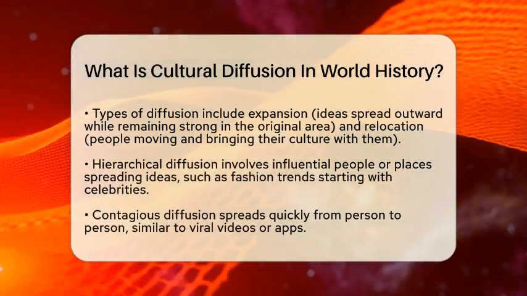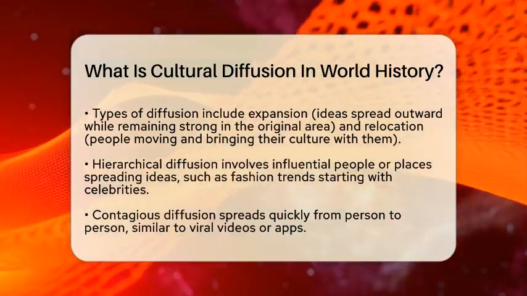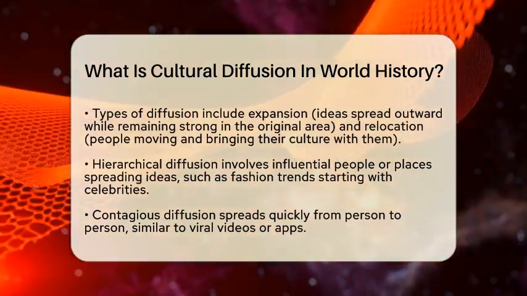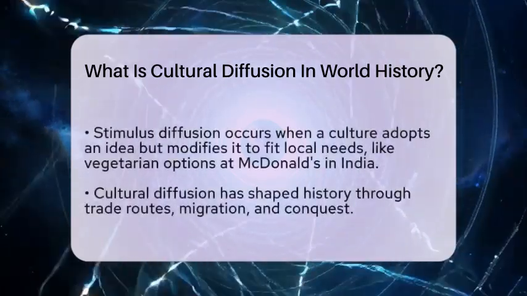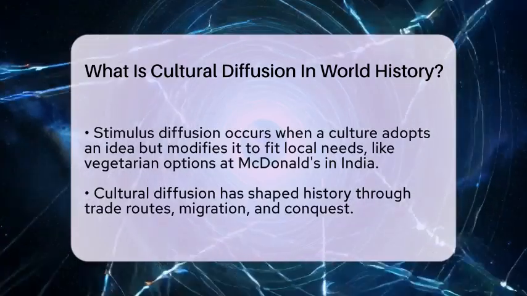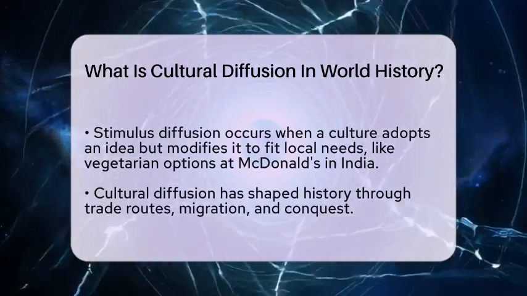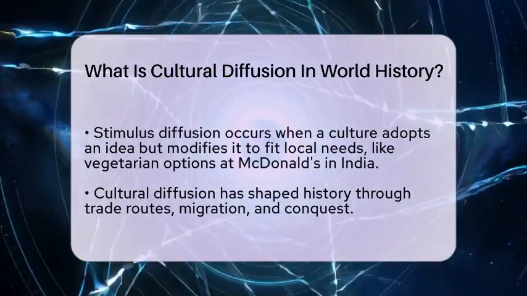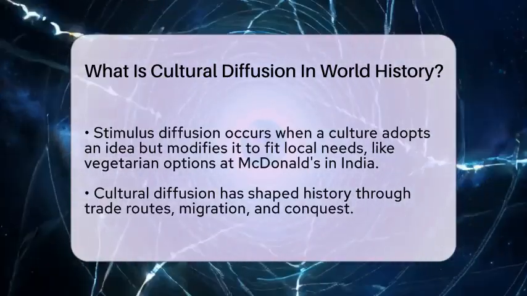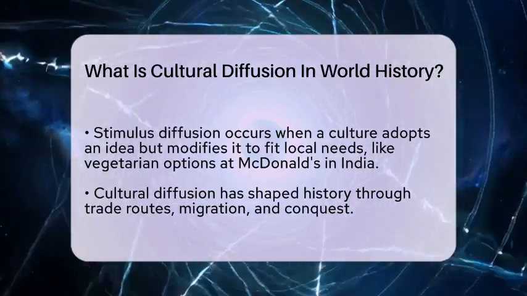Hierarchical diffusion is when ideas spread from powerful or influential people or places to others. Think of fashion trends starting with celebrities and then reaching the public. Contagious diffusion spreads quickly from person to person, like viral videos or popular apps today. Stimulus diffusion happens when one culture adopts an idea from another but changes it to fit their own needs. An example is how McDonald's in India offers vegetarian options because of local religious beliefs.